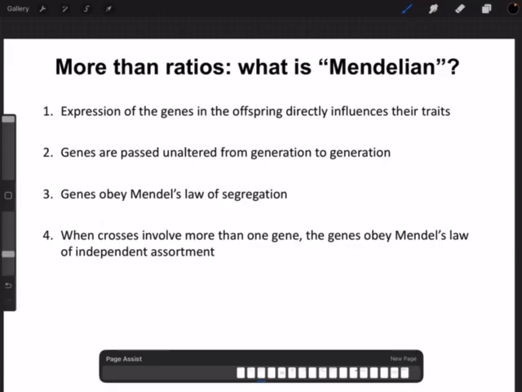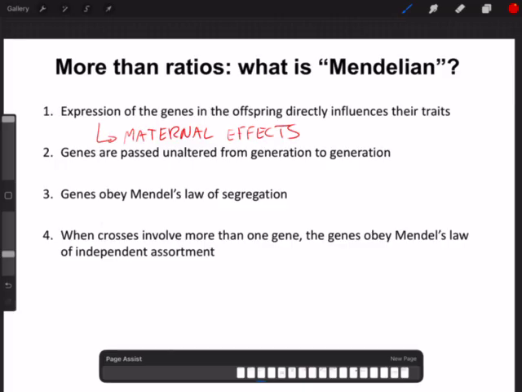So let's start by reviewing what is Mendelian inheritance. Typically, when we think about Mendelian inheritance, we're thinking about the action of genes directly within the organism that has those genes, right? The expression of genes in the offspring is directly influencing their trait, right? If they have an allele, they have a phenotype associated with that allele. Although there's one instance where that breaks down that we'll talk about today, and that is the maternal effect, where your phenotype does not depend on your own genes, but rather the genes of your mother.